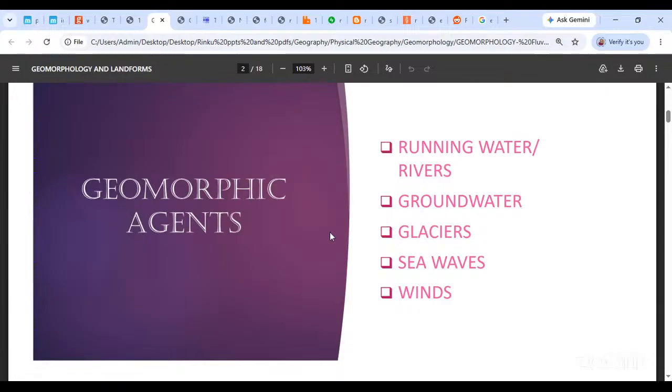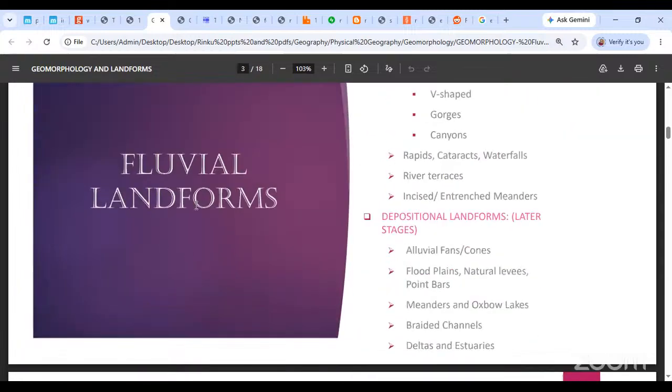We begin with running water or rivers. Okay, anything related to rivers is called fluvial. That is its adjective. So landforms made by rivers, either erosional or depositional, will be termed fluvial landforms. Okay? This is the word for it, fluvial landforms.